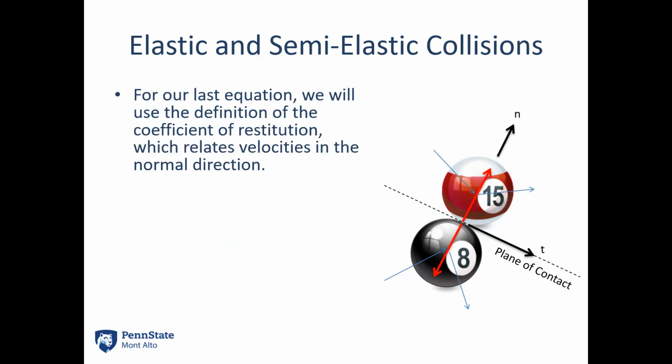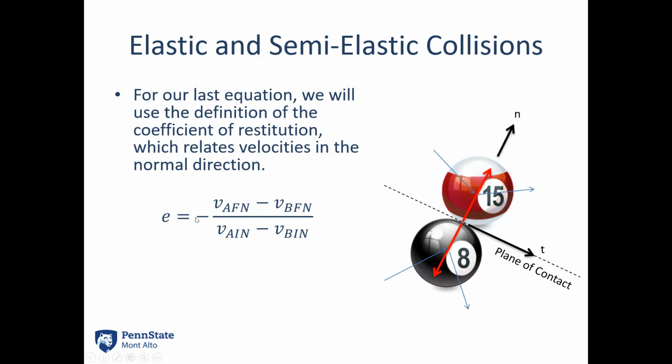All right, so last equation in here, we're going to use the definition of the coefficient of restitution, which relates velocities in the normal direction. So we had this for semi-elastic collisions before. And so this is the piece that we had before. And this is some combination of what we did in 1D particle collisions, as well as what we did for the surface collisions, where it's only the normal component at play here.